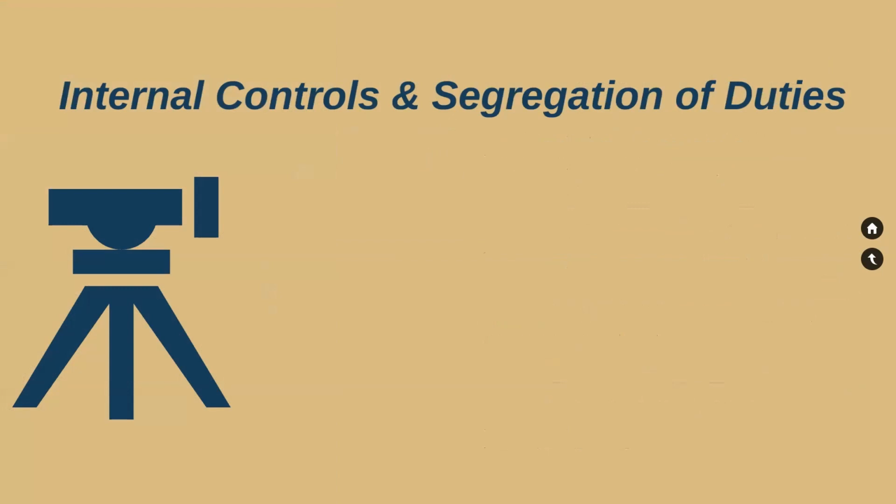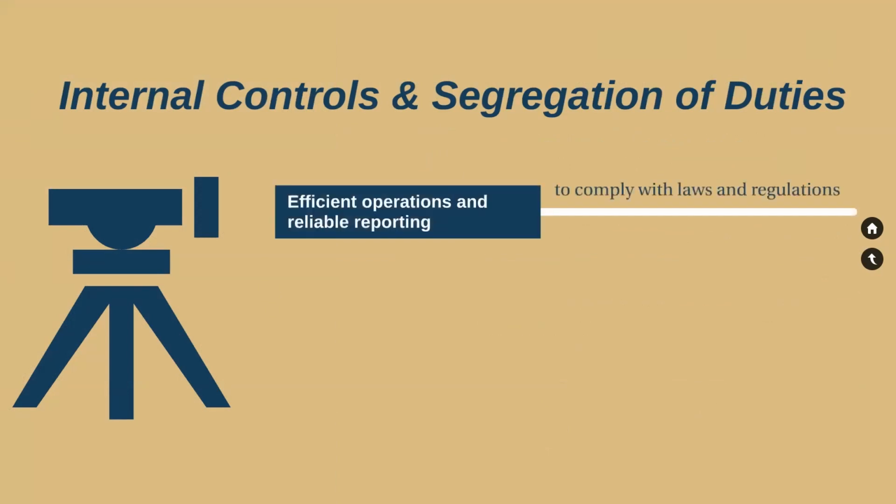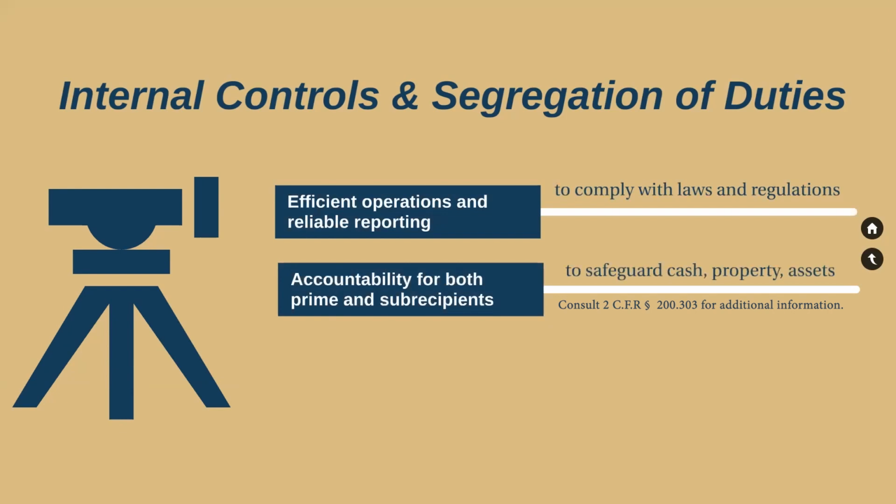Now I want to discuss the need for all award recipients to set up strong and reliable management controls. A good financial management system must contain strong internal controls that allow for efficient operations and reliable financial reporting and comply with applicable laws and regulations. The system must allow for effective control and accountability for both prime and subrecipients, including all award and subaward cash, real and personal property, and other assets. Recipients and subrecipients must adequately safeguard all such property and ensure that it is used solely for authorized purposes.